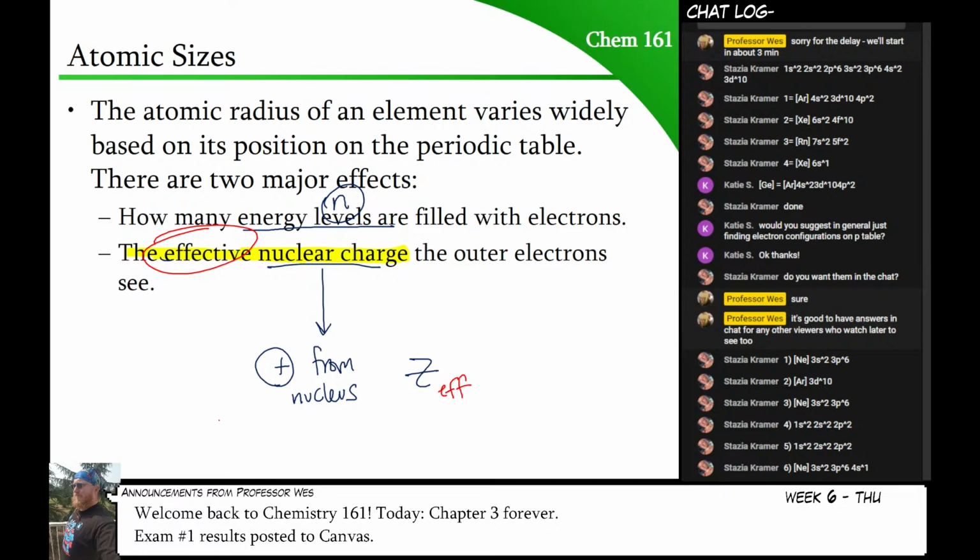We're going to add this caveat. The effective nuclear charge is what outer electrons can feel. And to illustrate this, let's draw a little diagram. So let me erase this. Oh, I erased the alpha principle. That's okay.